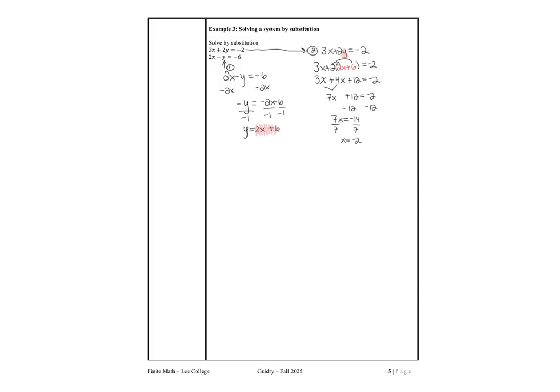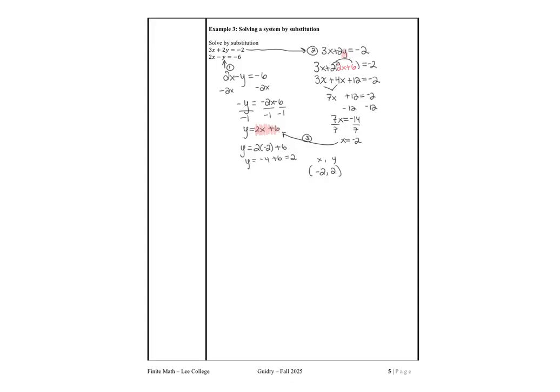Now that's just half your answer. You have to plug that back in. Take that and go over here and plug it in. y equals 2 times negative 2 plus 6. y equals negative 4 plus 6, which equals 2. So my ordered pair as an x comma y is negative 2 comma 2. And as always, we should check our answers.